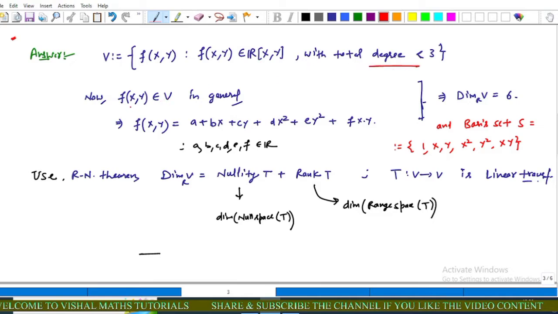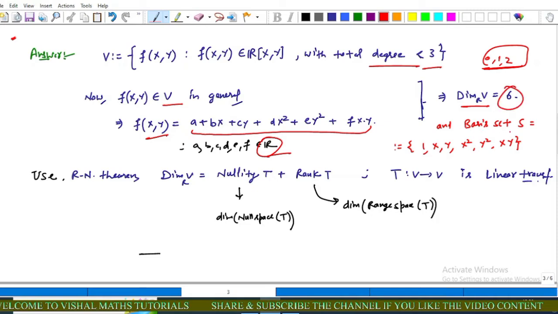Now in general, if f(x, y) belongs to V, then f(x, y) = a + bx + cy + dx² + ey² + fxy, because total degree less than 3 means degree either 0, degree either 1, or degree either 2. It's a combination of 0, 1, 2, that is this polynomial in general, where a, b, c, d, e, f are coefficients of this polynomial which belong to the set of real numbers. Now the dimension of this vector space is 6, and a basis set for this vector space is 1, x, y, x², y², xy.